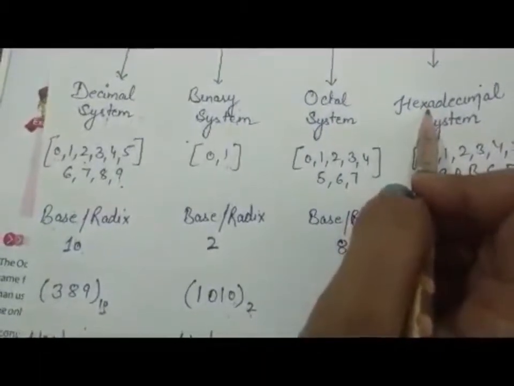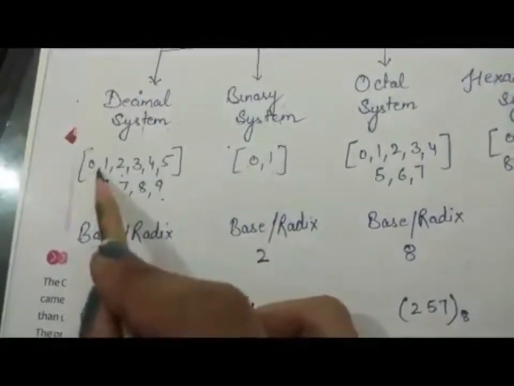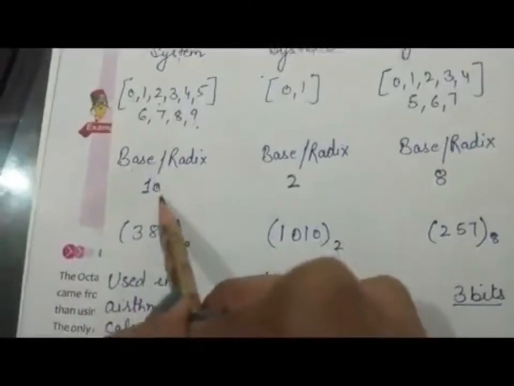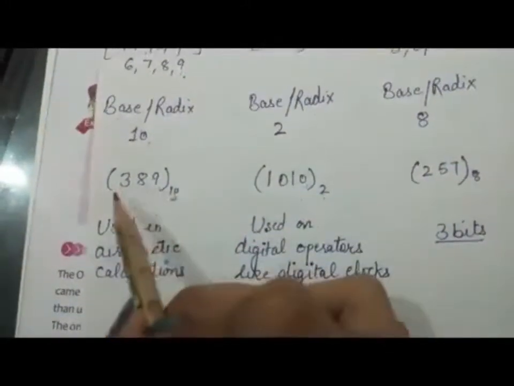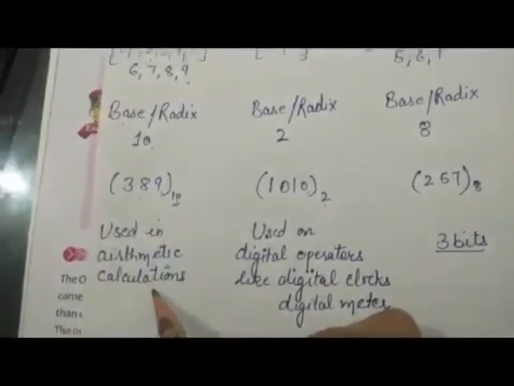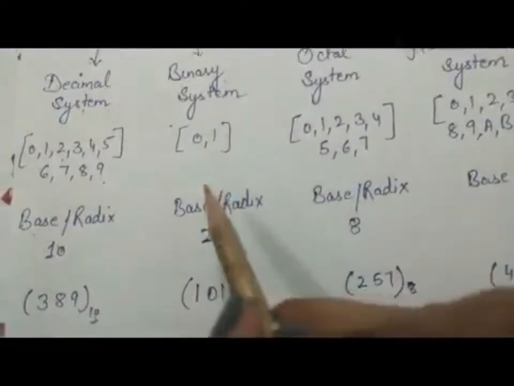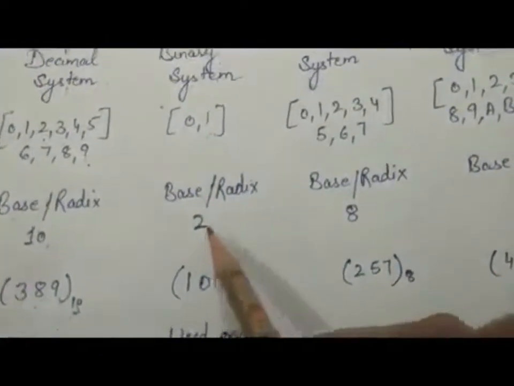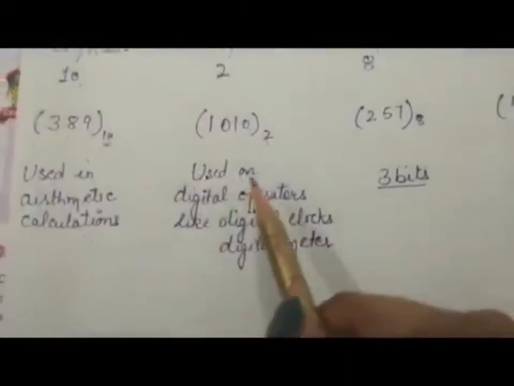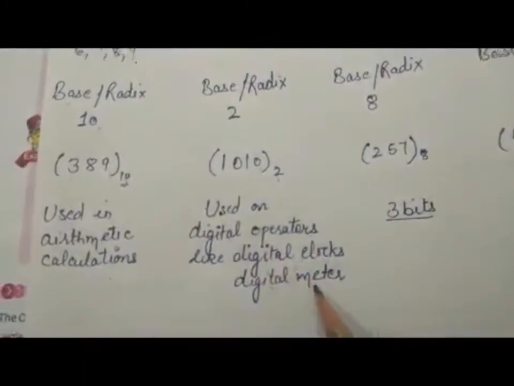In this video, we have discussed the 2 systems. The decimal number system is in the range of 0 to 9. The base and the radix of this system is 10. For example, 389 base 10, which is used in arithmetic calculations. And in the binary number system, only 2 digits are there, and its base and radix is 2. An example is 1010 base 2. These are used in digital operations like digital clocks or digital meters.